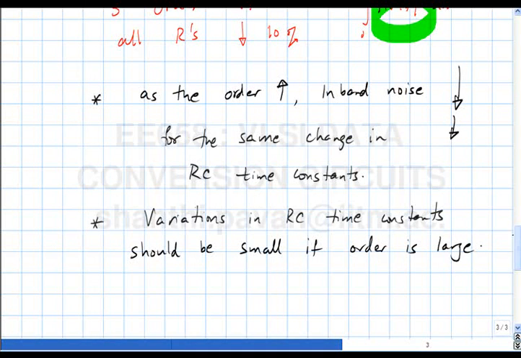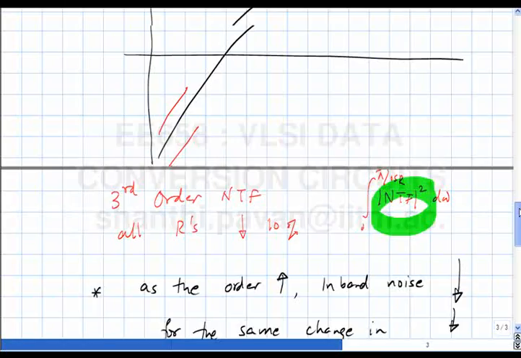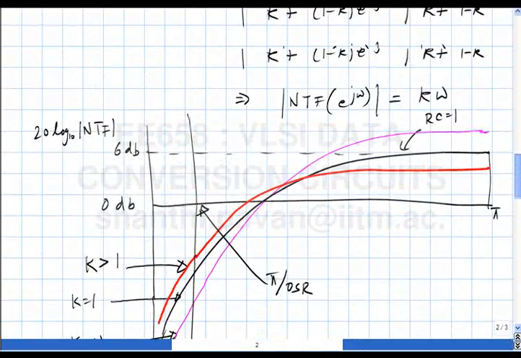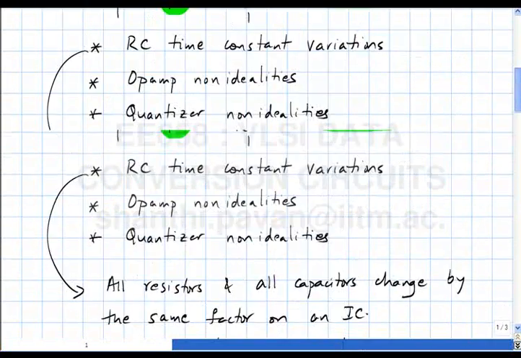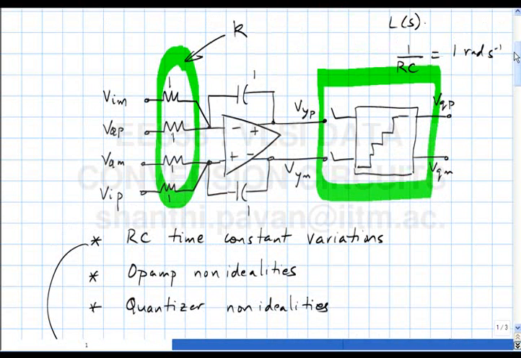Okay, so this is what we saw will happen to the modulator if the R's all change. By the same token, if the R's were kept fixed and all the capacitors changed, you expect the same thing. Okay. So what do you suggest as a fix?